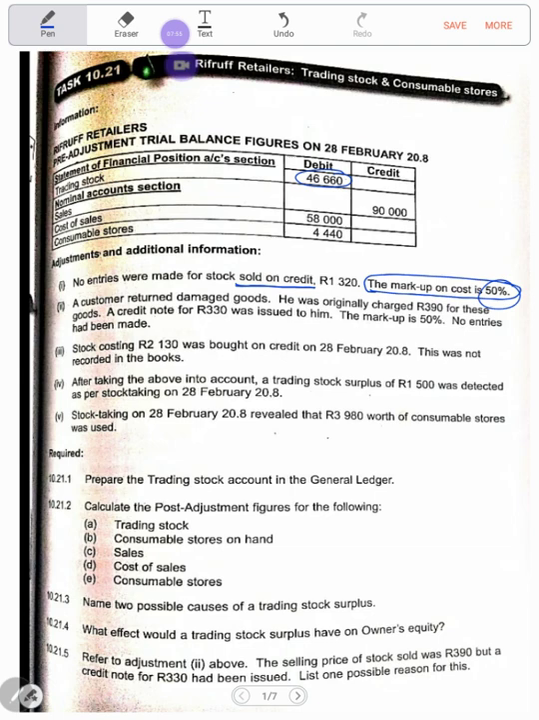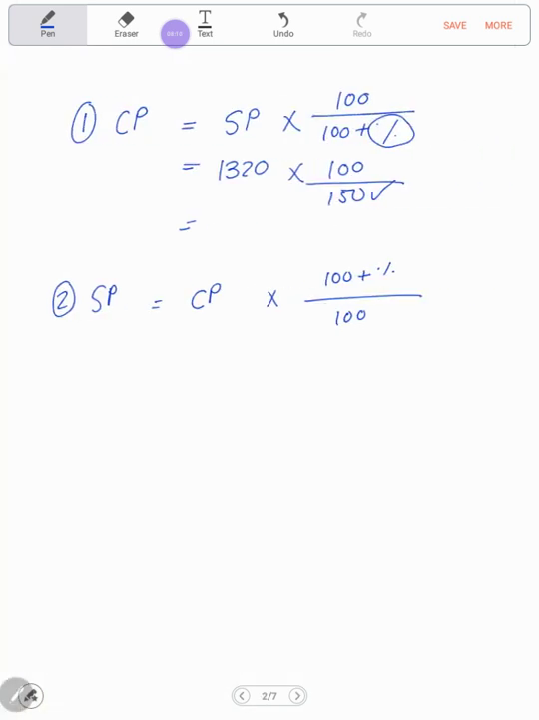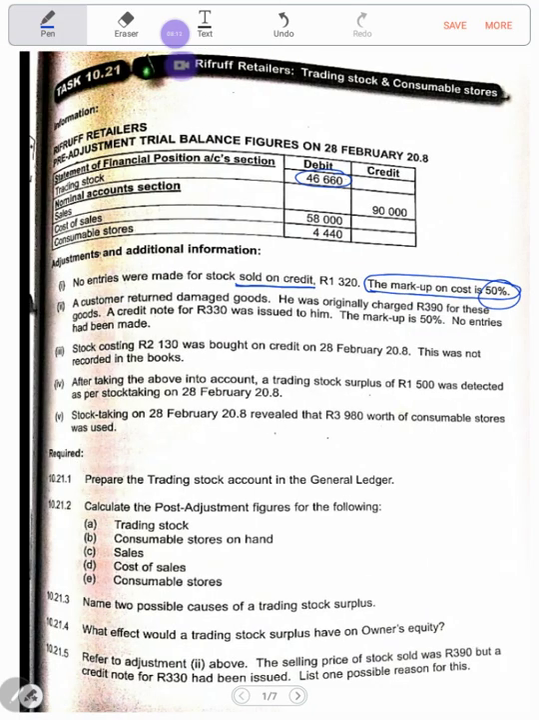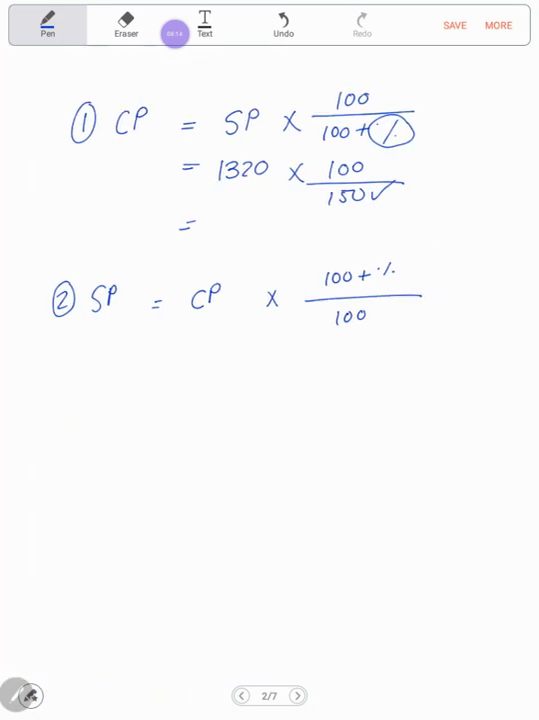A customer returned damaged goods. He was originally charged 390 Rand for these goods. A credit note for 330 was issued to him. The markup is 50%, and again no entries were made. So you are going to now go and work out the cost price. How much did we sell it for?